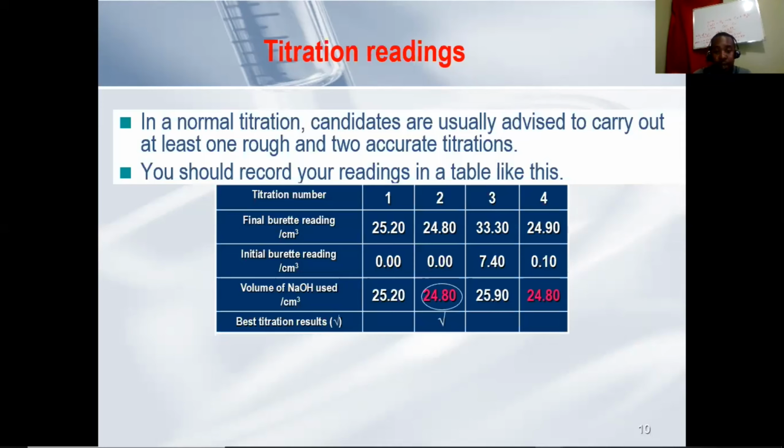So when we have a table like this, the values that we're going to use will be the two values that are either similar or very close to each other. And in this case, it will be trial 2 and trial 4, because both times those volumes were the exact same volume. Right, so we use 24.80 cm³ as the volume of the NaOH that is required.